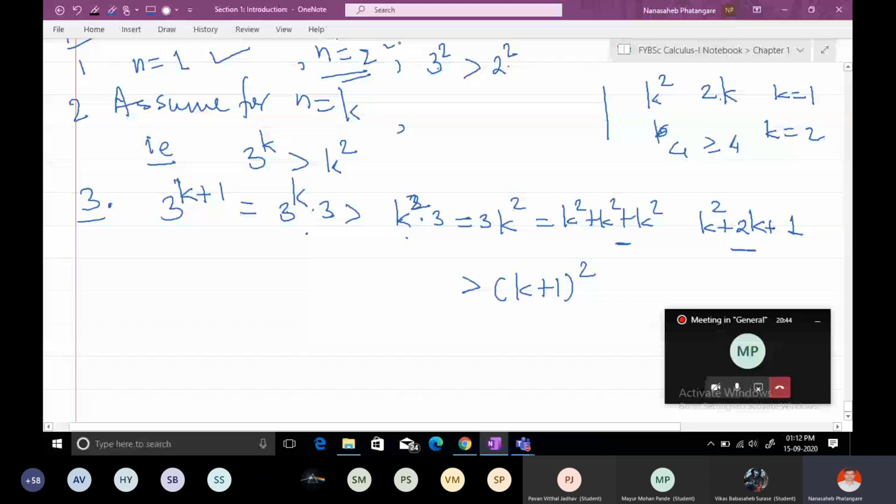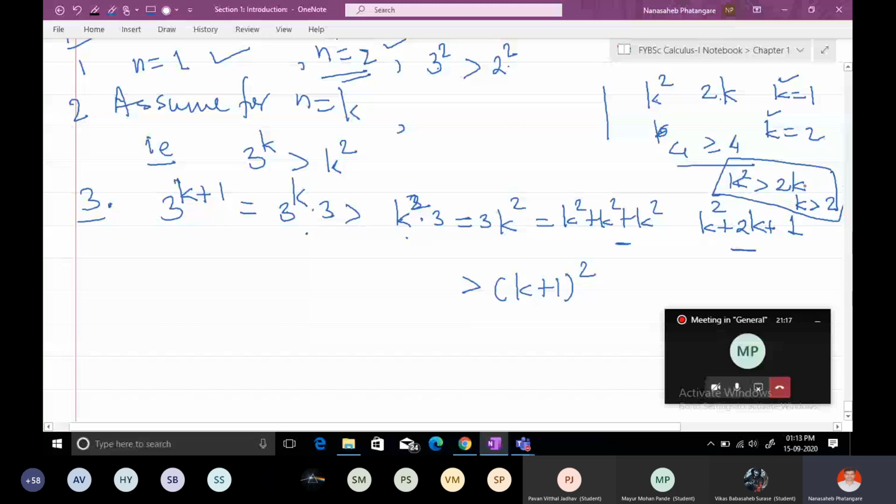But for larger values, k square is greater than 2k for k greater than 2. Right, this is true. Am I right? Do you agree? If k is greater than 2, then k square is greater than 2k.